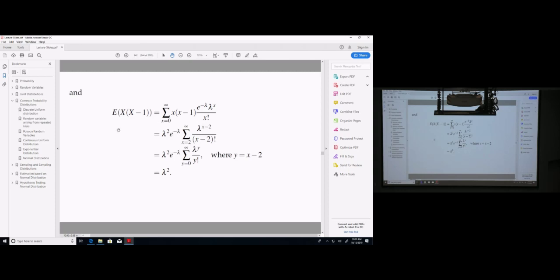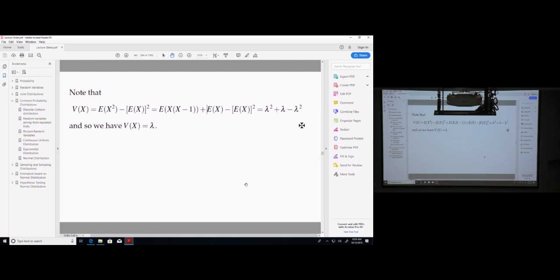Now, this calculation has a trick. The trick is that instead of calculating the expectation of x squared, we calculate the expectation of x times x minus 1. This is because the denominator is a factorial, so I want to do some cancellations. That is where the trick is. If you use x squared, you will have x times x here, and you can only cancel one of the x with the factorial here. So this is a modification of the change. And so we have this.